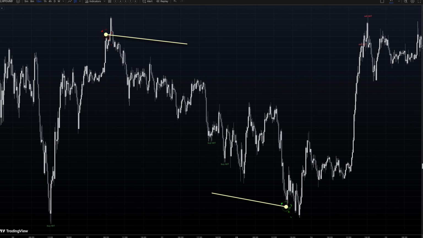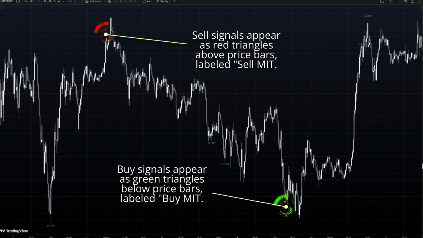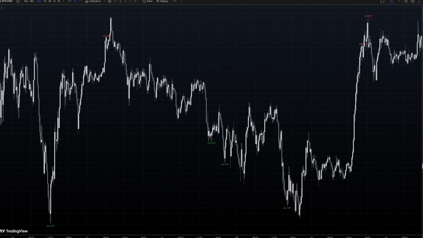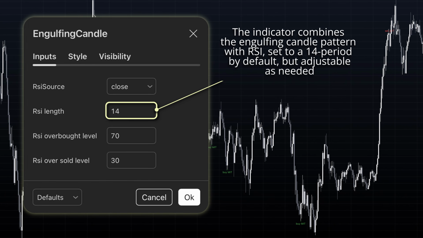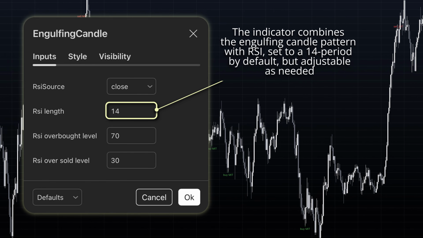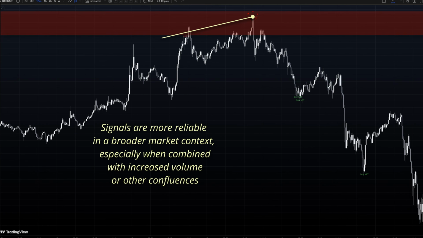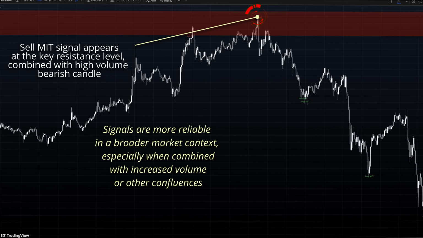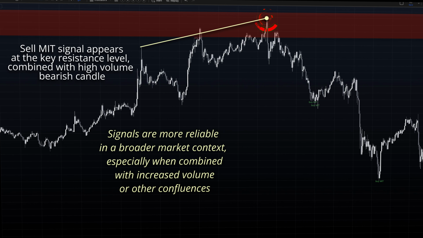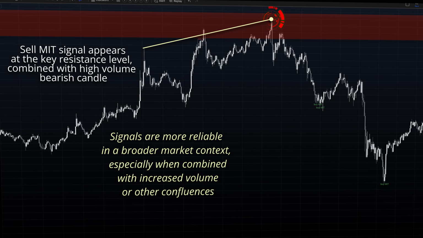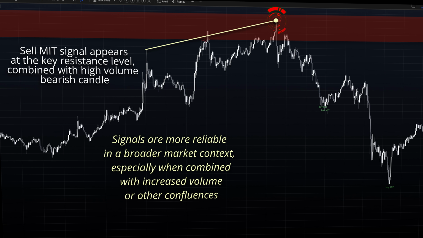Buy signals are marked with green triangles below price bars, while sell signals appear as red triangles above them, labeled buy and sell, respectively. The indicator uses a standard 14-period RSI, combining 2 well-known technical analysis tools. The engulfing pattern highlights price reversals based on simple arithmetic comparisons between the current and previous candle, while RSI measures momentum by tracking the strength and velocity of price changes.